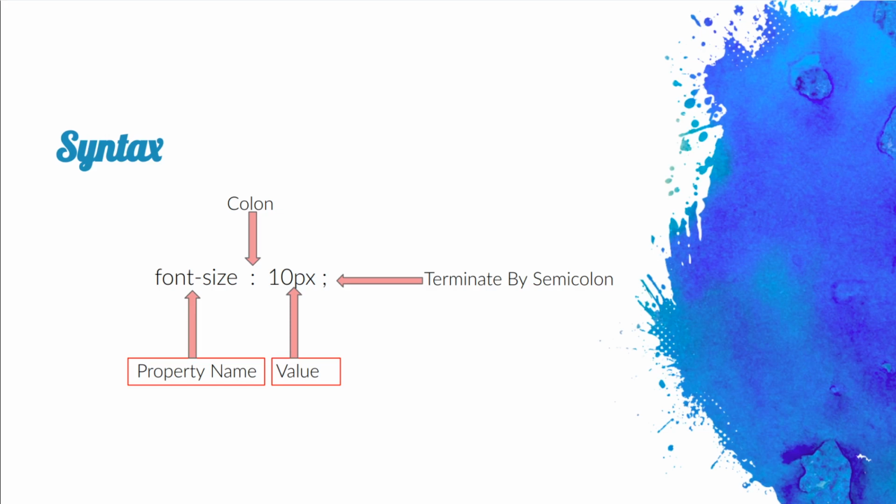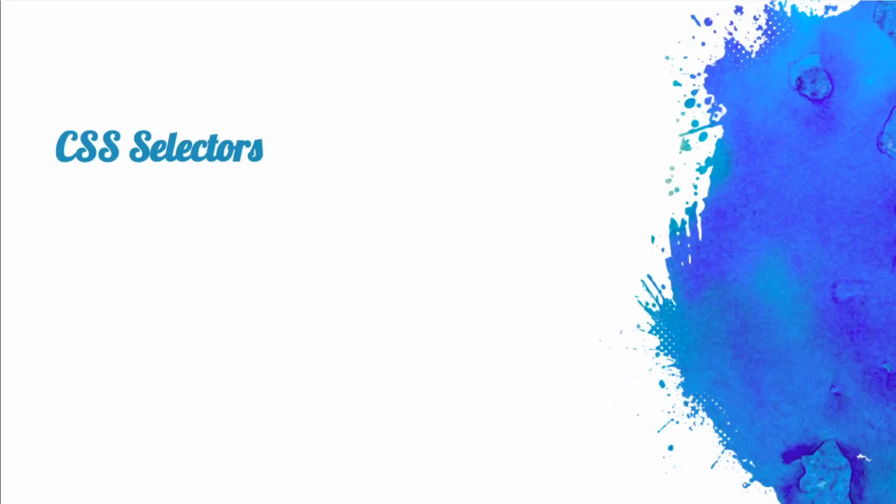Let's take a look at the different types of selectors available in CSS. First of all, what are selectors? Suppose you have a heading element or paragraph element declared in your web page and you want to apply a specific CSS style only to that element. In that case you need to use different types of CSS selectors to apply styles. So we will see all types of selectors one by one.